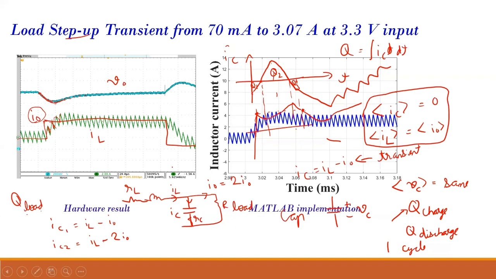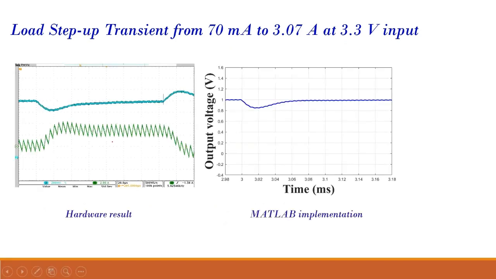Similarly, this is the simulation result of how the inductor current waveform behaves during the step-up, when the current steps from a low load to a high load condition. Similarly, this is the simulation result for the output voltage. You see the voltage is dipping, reducing as your current increases, and then slowly recovering and coming back. This is how much undershoot you have in your output voltage.